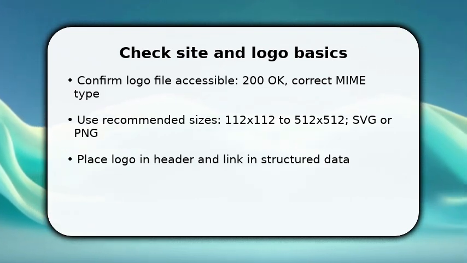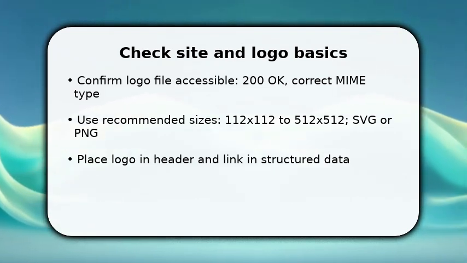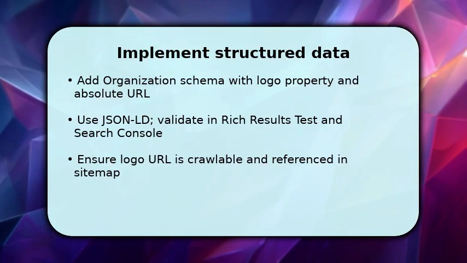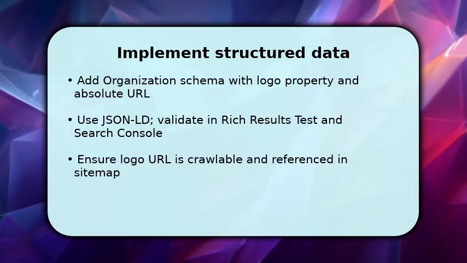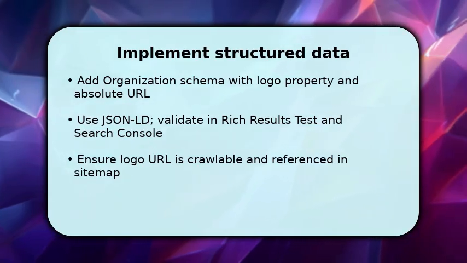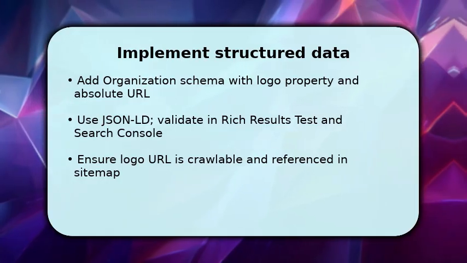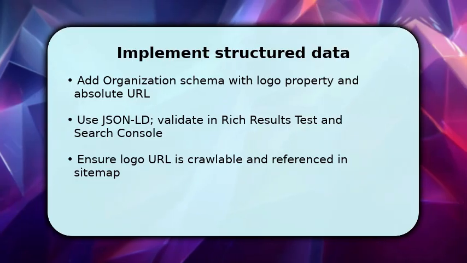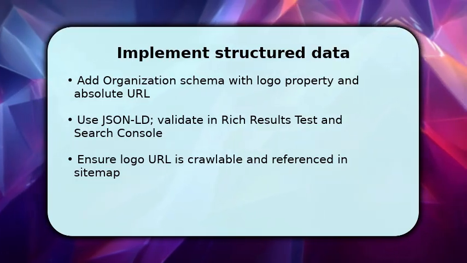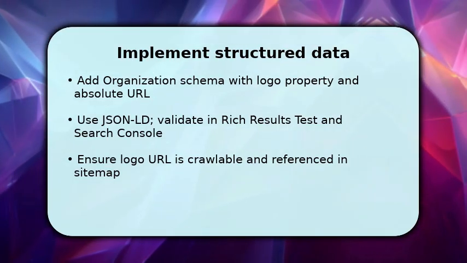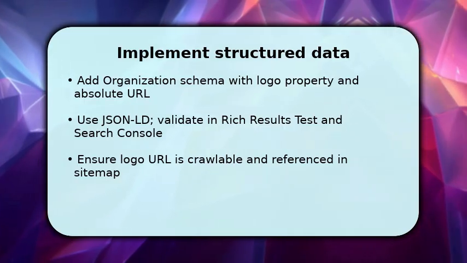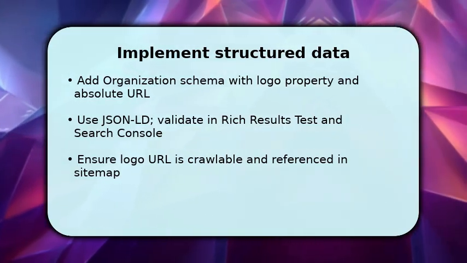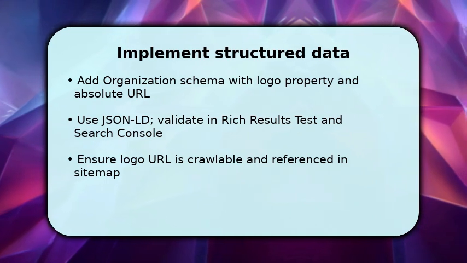Once done with basic accessibility, implement organization schema using JSON-LD and include the logo property with an absolute URL. This tells Google explicitly which image represents your brand. After adding the code, validate it in Rich Results Test and then submit the page URL in Search Console to request indexing. Make sure the logo URL is listed in your sitemap or otherwise crawlable. If it's blocked by robots.txt, or uses disallowed parameters, Google won't pick it up.